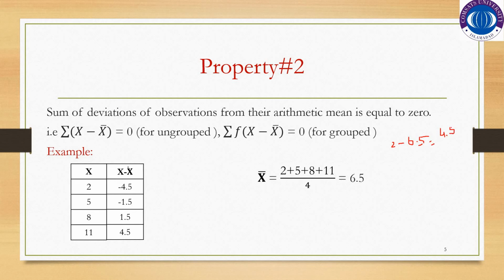Similarly, 5 minus 6.5 is equal to minus 1.5, and we have completed the column this way. Now the sum of this column is, as we can see, minus 1.5 plus 1.5 minus 4.5 plus 4.5, and this will be equal to 0.